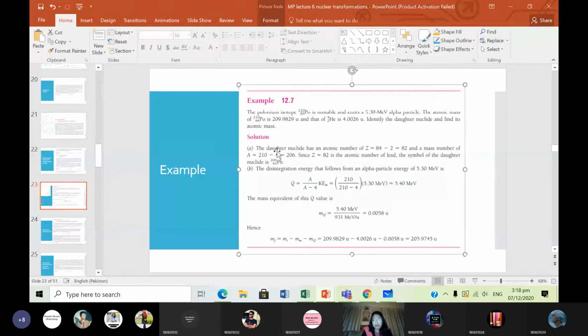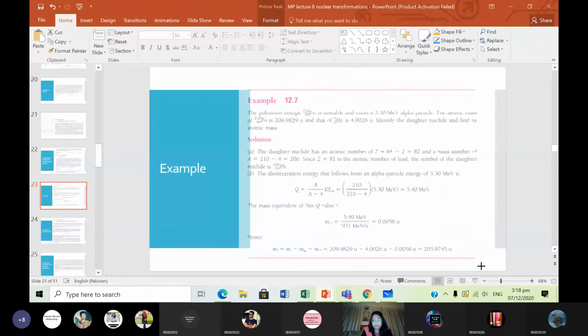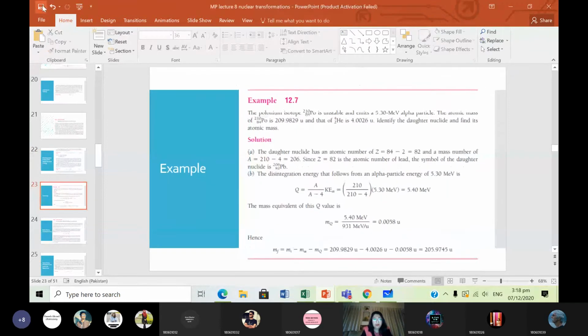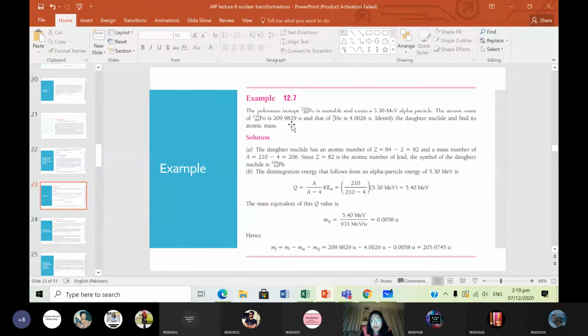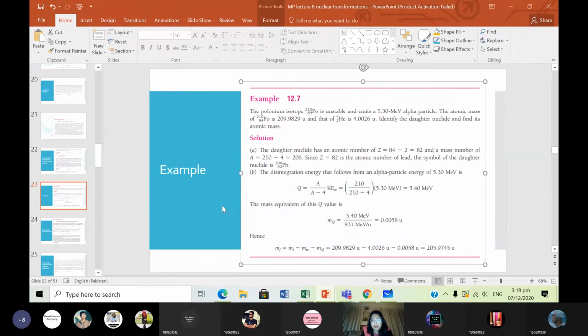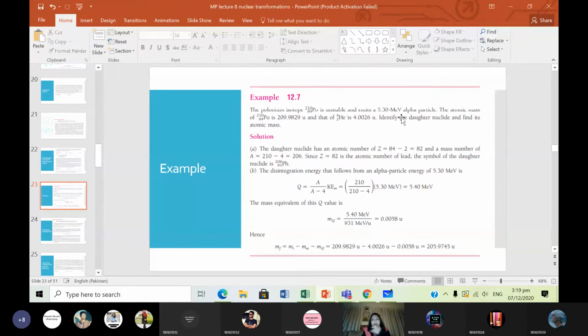Now let's do another example. The polonium isotope 210-84-Po is unstable and emits a 5.3 MeV alpha particle. The atomic mass of polonium is this, and of the alpha particle is this. They've given you the kinetic energy of the alpha particle. They're saying identify the daughter nuclide and find its atomic mass.